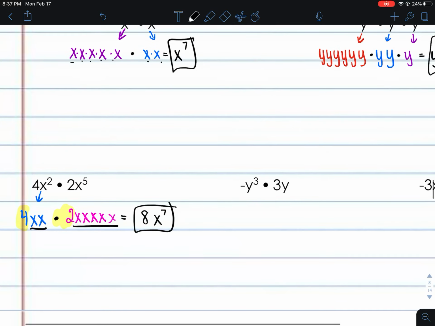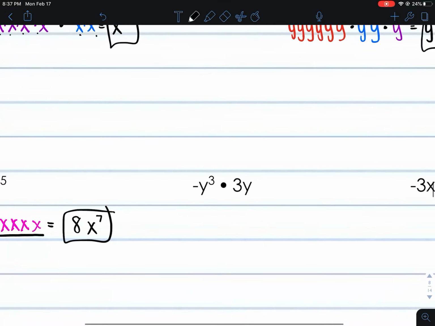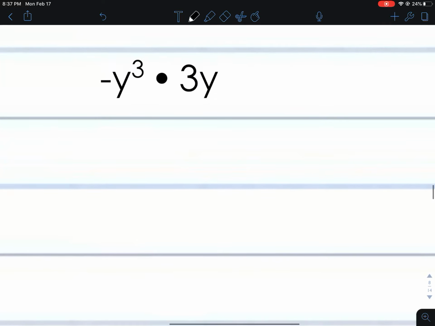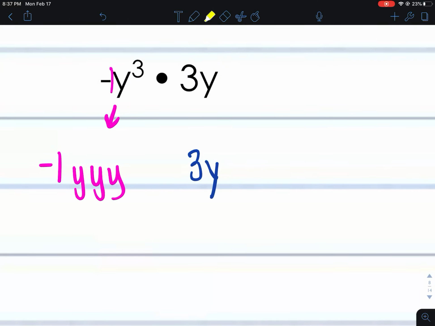Okay, a couple more, and hopefully you might already have been seeing some patterns. And like I said, make sure you're getting all these in. It's a lot. They don't take long to solve, but I want to make sure that you have them all in your notebook. All right, so negative, this is really just like -1, so we can even write that. -1 and then y to the 3rd times 3y.